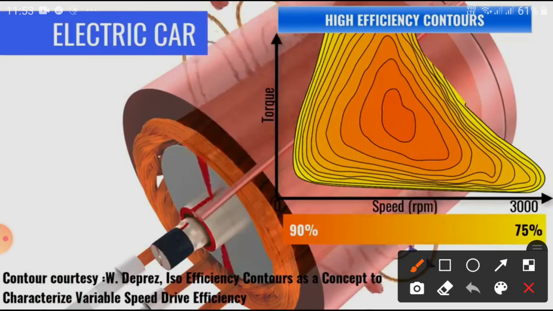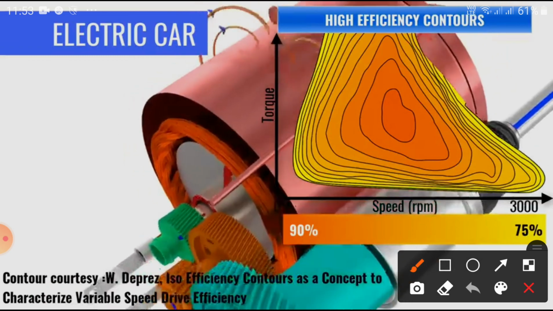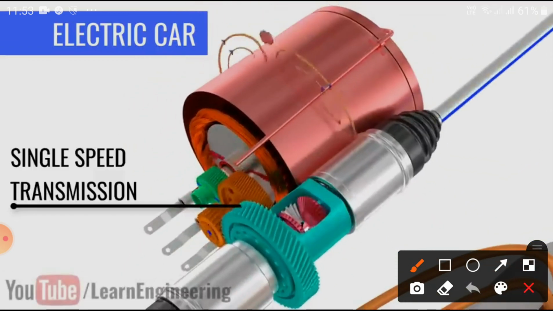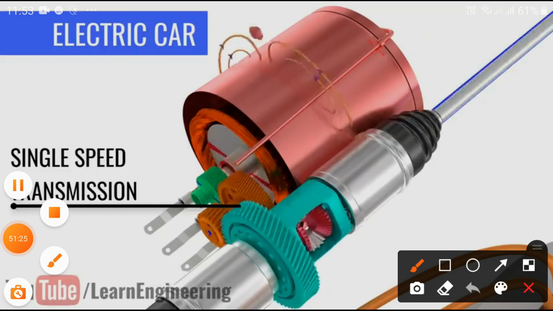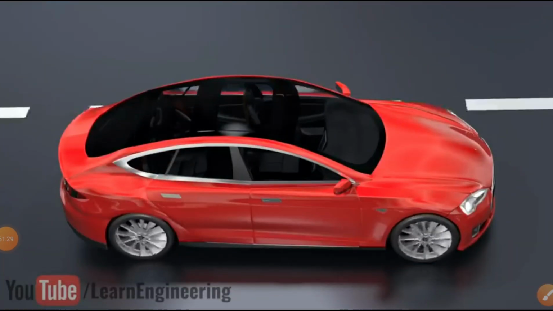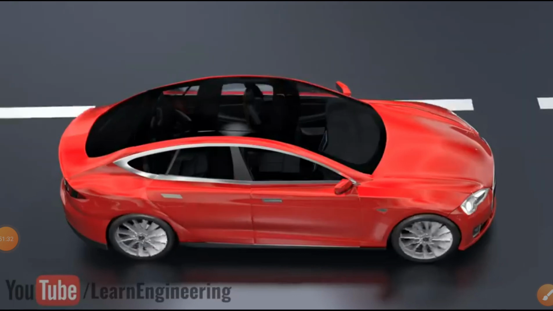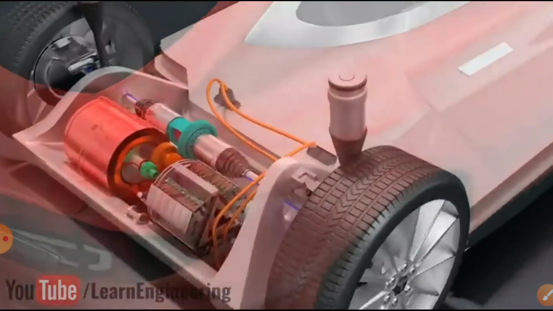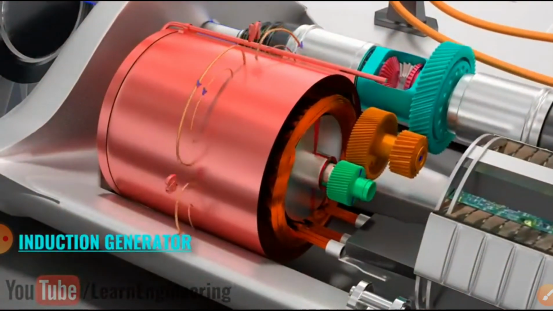Okay, then now we can see one practical example of the electric car. The single speed car, you can see, the same induction motor can be used in our latest electric vehicles. We are also going to use induction generators.